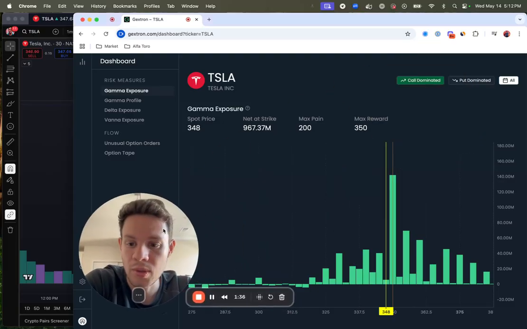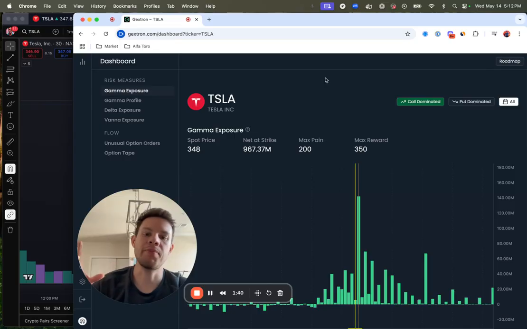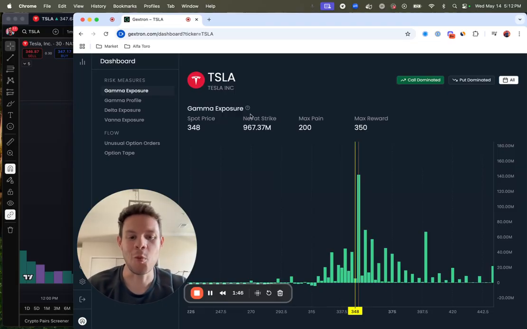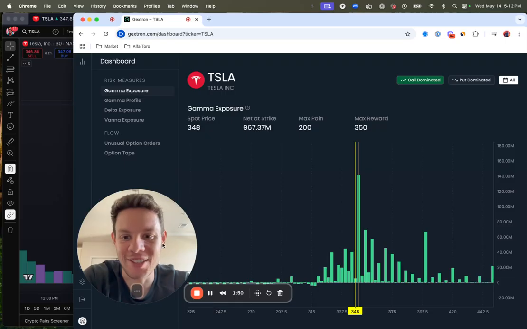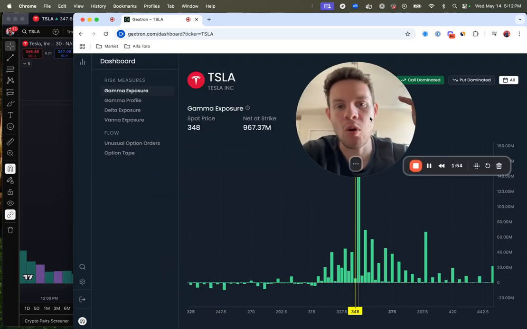So this is the tool that we use. It's called Gextron, and Gextron is super simple. When we get here, we look at this first chart called gamma exposure, and all we want to figure out is where the tall bars are. It's that easy. A monkey could do this. Whether they're negative bars or positive bars, where are the tall bars?